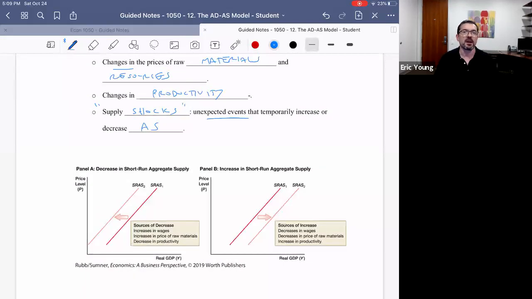This could be anything from a labor strike that raises wages really quickly to something as simple as bad weather in a commodity market. You get bad weather in agricultural markets, and maybe you'll have a really bad crop. AS is going to fall. That's a negative supply shock. Maybe you have really good weather and you have a great harvest and excessive agricultural output. That'd be a positive supply shock, and that would push SRAS out to the right.